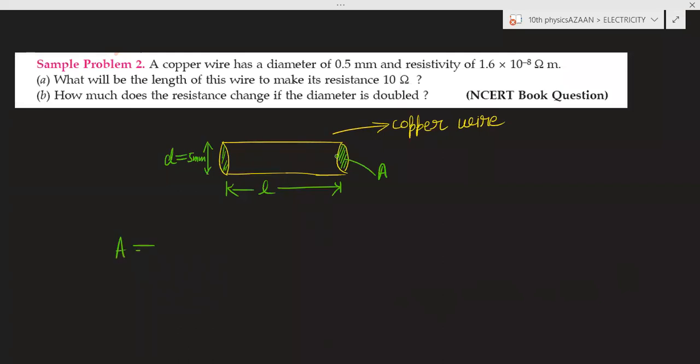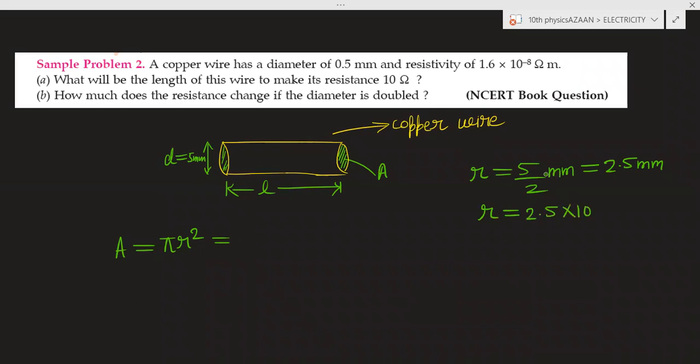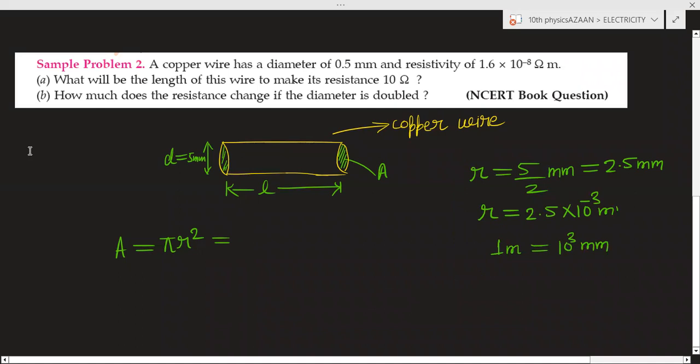So we can calculate the area as pi r square. The diameter is 5 mm, so what will be the radius? 5 by 2 mm, which means 2.5 mm. I will represent the radius with small r. So the radius will be 2.5 into 10 to the power minus 3 meter. Why have I written this? Because in 1 meter there are 10 to the power 3 mm.